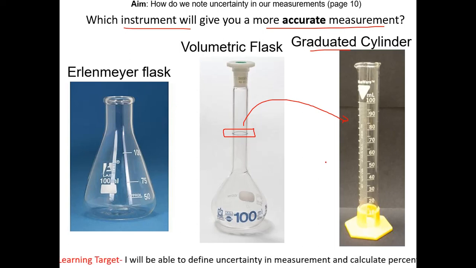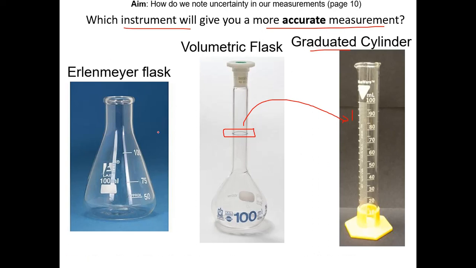You're then going to calculate the percent error of each instrument, the graduated cylinder and the flask. Okay? The one with the least percent error will be the most accurate. Okay? So if you do that, it turns out it is the graduated cylinder.